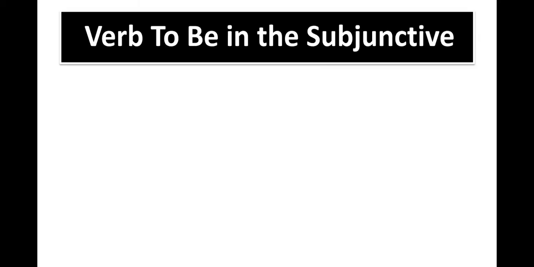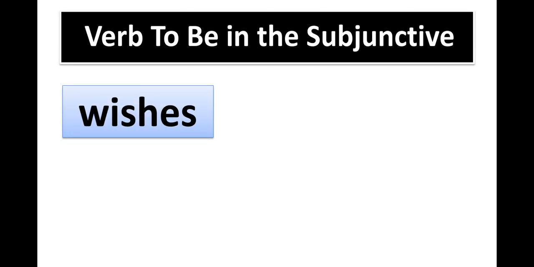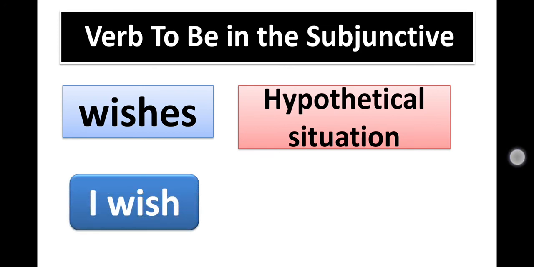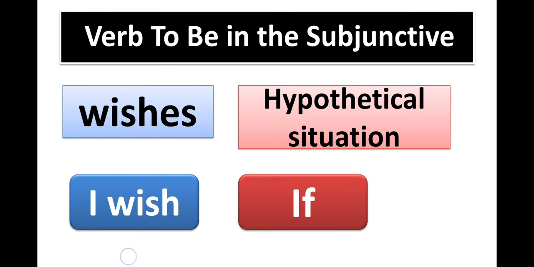Okay? Now I'll explain the subjunctive in the to be form of the verb. As I told you, I'll explain it later. So the verb to be in the subjunctive is used to express either wishes or hypothetical situations. Hypothetical situation means where you are imagining something, and the words which we use to express wishes and hypothetical situations are either I wish or if. So we use I wish or if to express wishes or hypothetical situations.